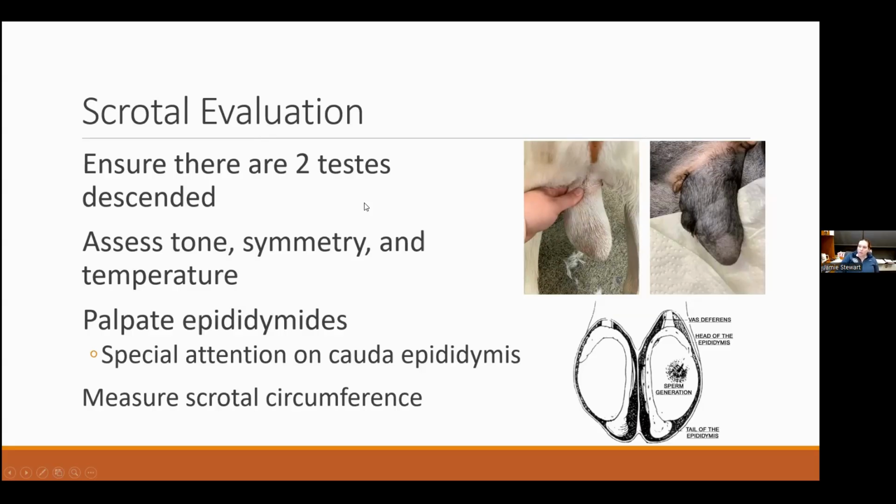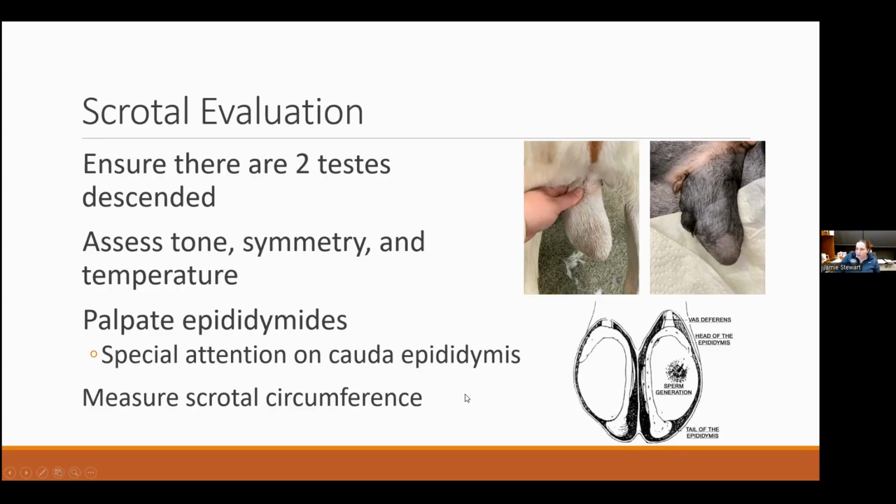So it's always good to make sure that there's two testes descended, because it is heritable. And when we're evaluating them, we're going to assess tone, symmetry between the two, and temperature. And we always want to make sure we're palpating the epididymis, which is here at the bottom. This is the bottommost portion of it, because this is where a lot of disease, especially in sheep, but I've seen it quite a few times in goats, will occur down here in the tail of the epididymis.